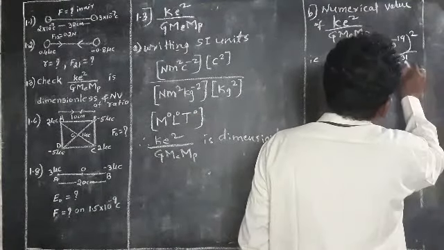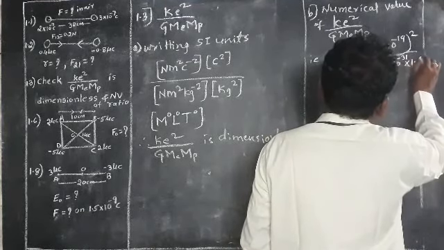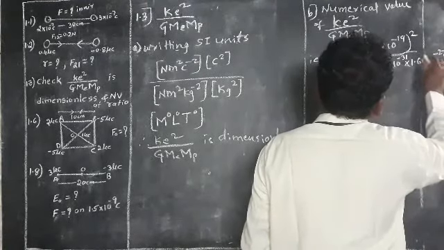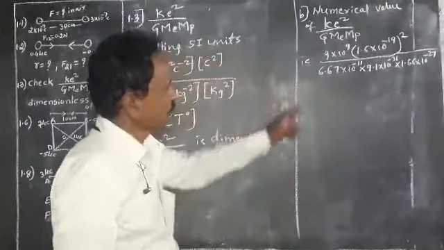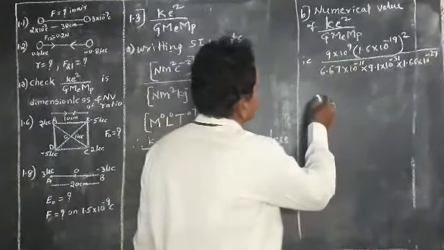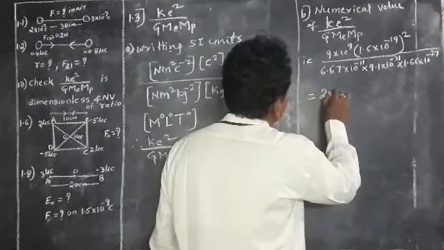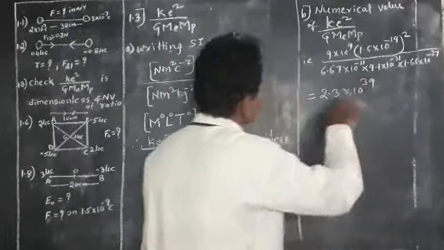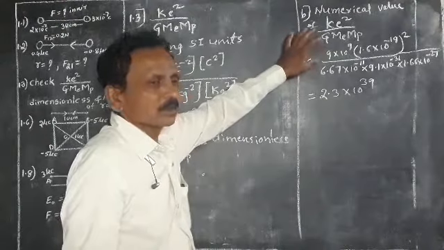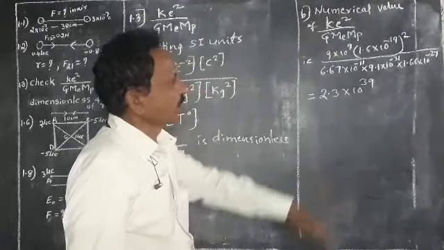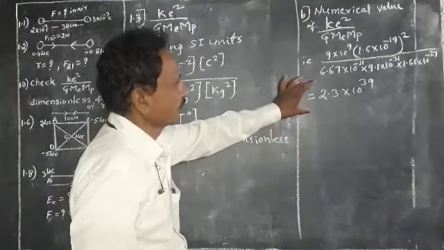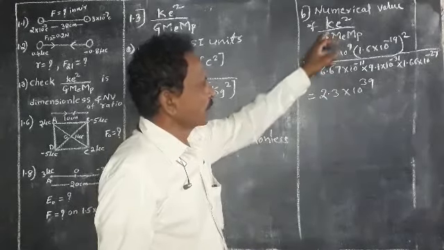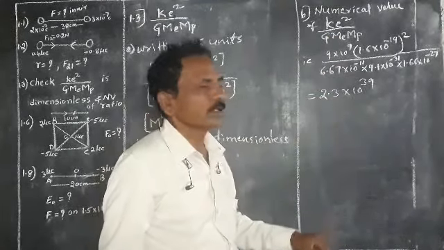Mass of proton is 1.66 into 10 to the power minus 27 kg. Solving, we get this is equal to 2.3 into 10 to the power 39. It has no unit because the ratio contains similar quantities, and it signifies that the numerical value of this ratio is 2.3 into 10 raised to 39.